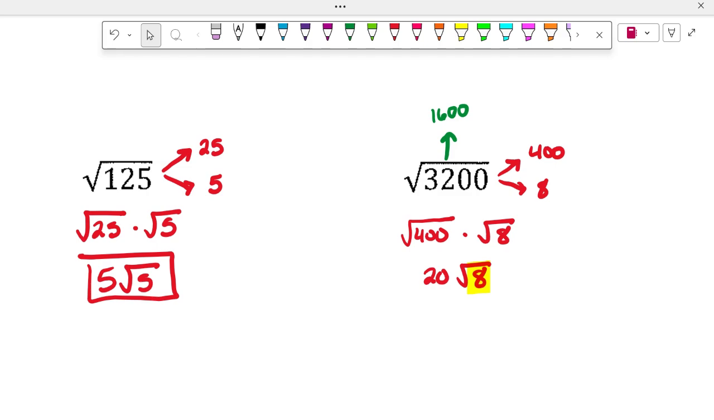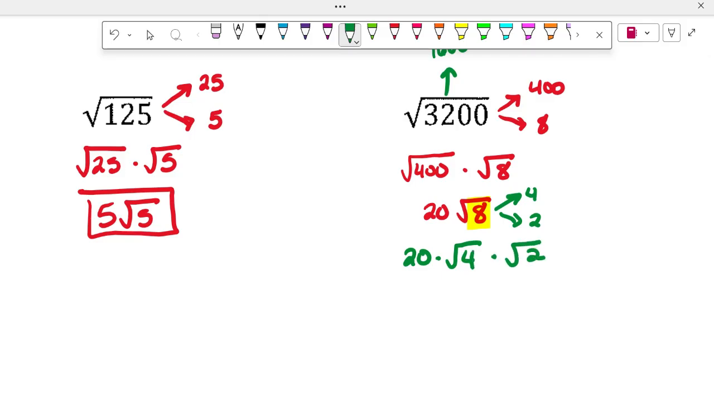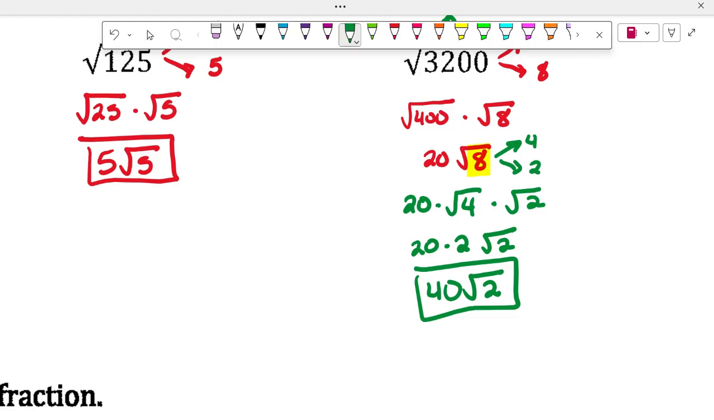Take the biggest that you at least know on the list, and then if you still have to break down again, that's okay. So for 8, what's the biggest perfect square? 4 and 2. So you still got the 20. That's still applied here. But then we take the square root of 4 and times it to the square root of 2. What's the square root of 4? 2. So I have 20 times 2 times the square root of 2. And then I just got to simplify 20 times 2, which is 40.